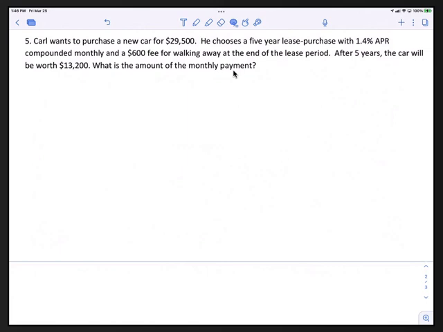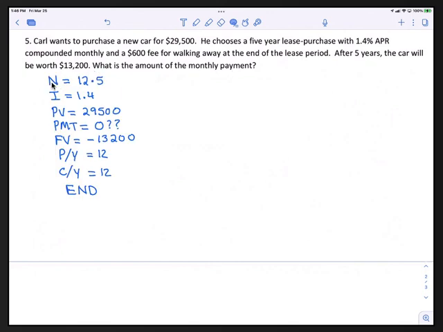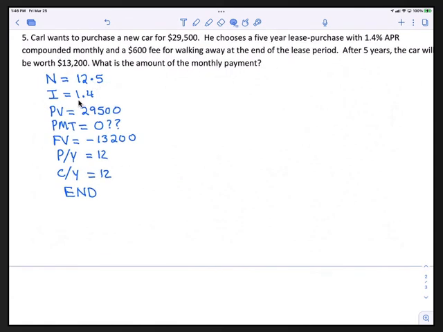All right, we're going to use our TVM solver, so let's figure out what we need. N is 12 months for 5 years, so 12 times 5. The interest rate is 1.4. The present value is the cost of the car, which is $29,500. The payment is what we're calculating, so that's going to be 0 with question marks. And the future value is negative $13,200.